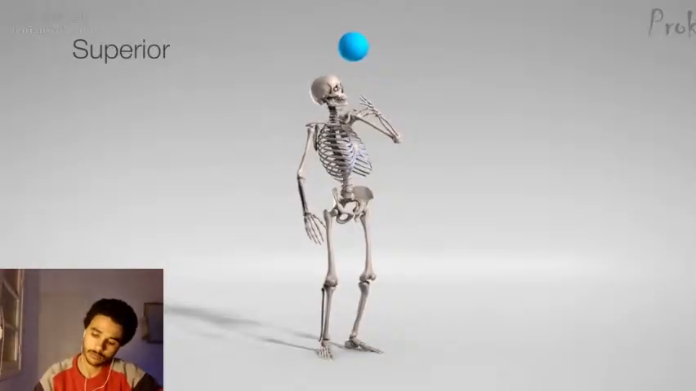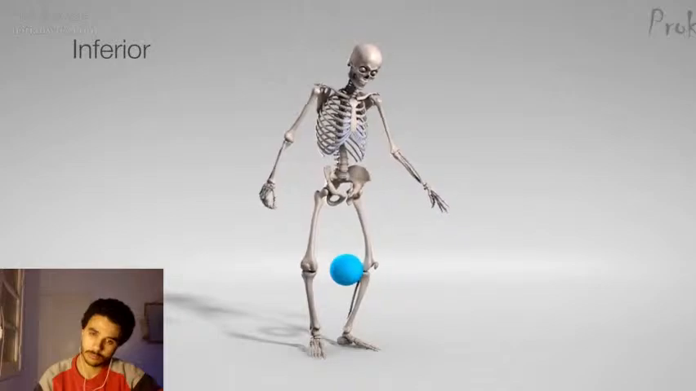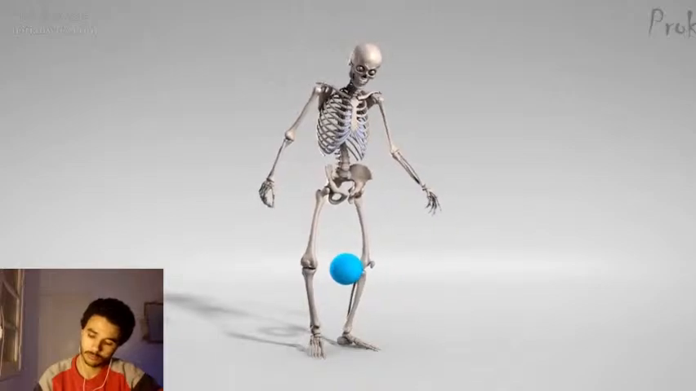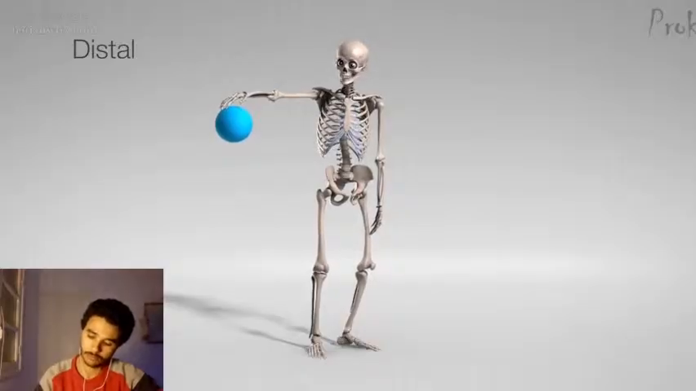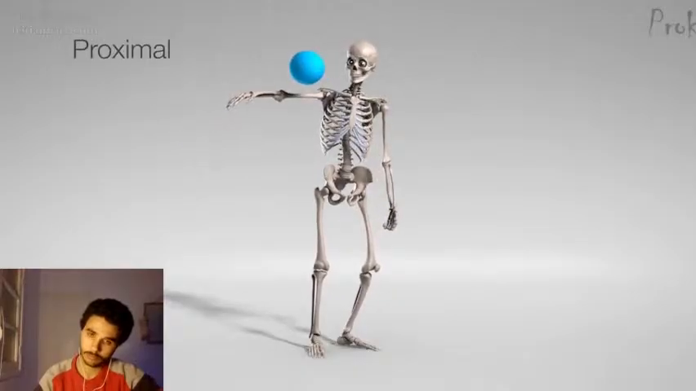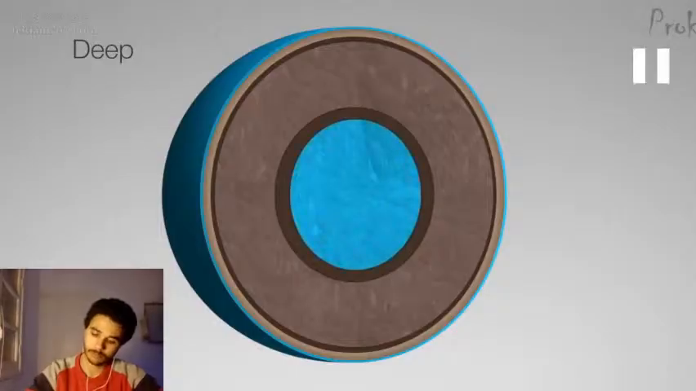Superior is toward the top or above, and inferior is toward the bottom and below. Distal refers mainly to the limbs and describes something away from the center of the body. Alternatively, proximal is something closer to the center of the body. When I say that something is deep, I mean that it's not visible on the surface. It's covered with other volumes.